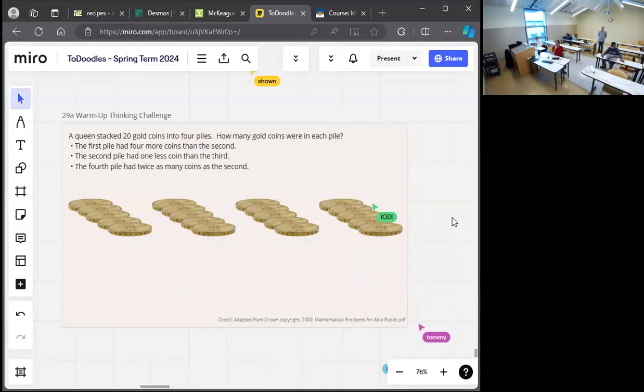The first pile has 4 more coins than the second. The second pile has 1 less than the third. And the fourth has twice as many as the second. So talk to each other, work together, see if you can rearrange these coins to solve the problem.